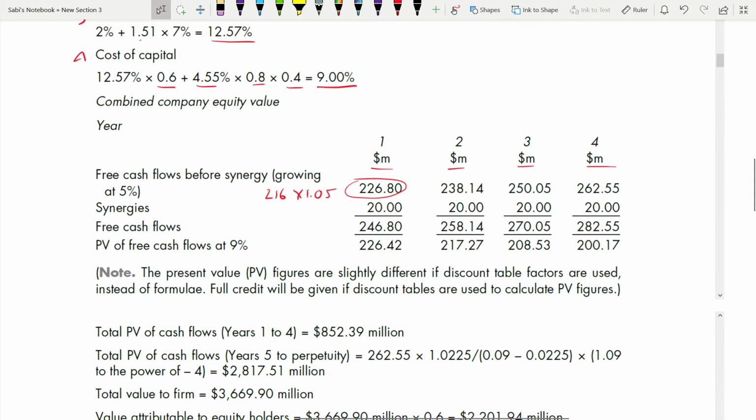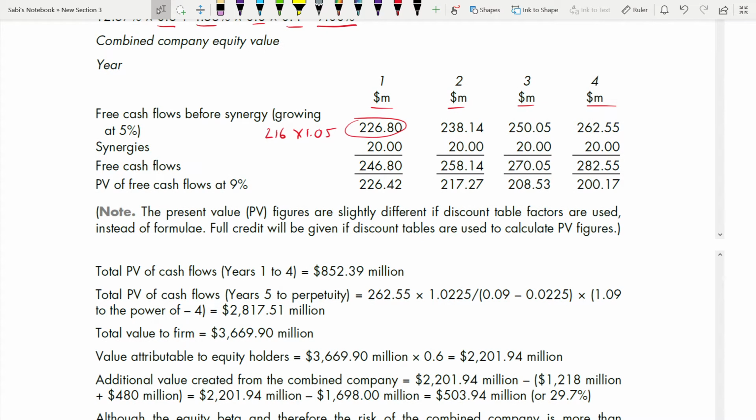Okay, now the present value, read the note. This note is not there in the answer, by the way. You don't have to write this note. It is given for your understanding purpose. When these marking schemes are printed and given, they put such notes for your understanding, but you don't have to write these notes. The present value figures are slightly different if discount factors are used instead of formula. Full credit will be given if discount tables are used to calculate present value figures. Yes, because 9% when you discount, you can use it from the table itself also. But if you are using it through the formula, you might get a little different answer. It does not matter. Anything is okay.